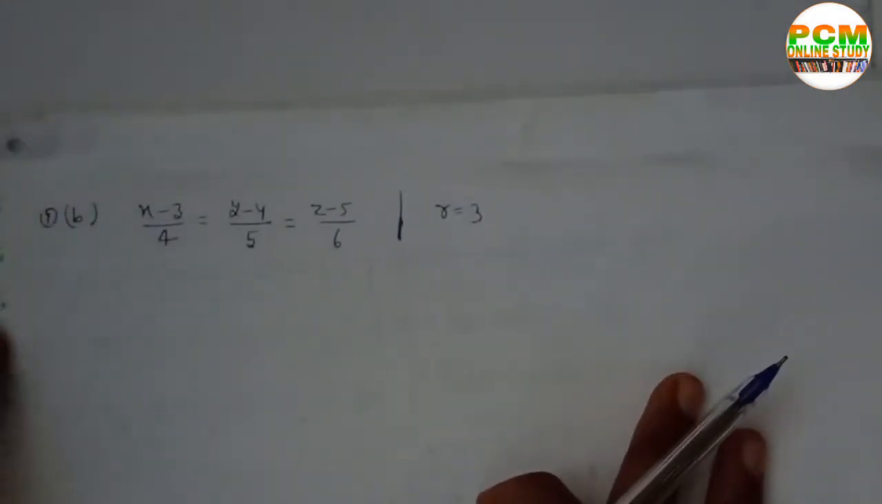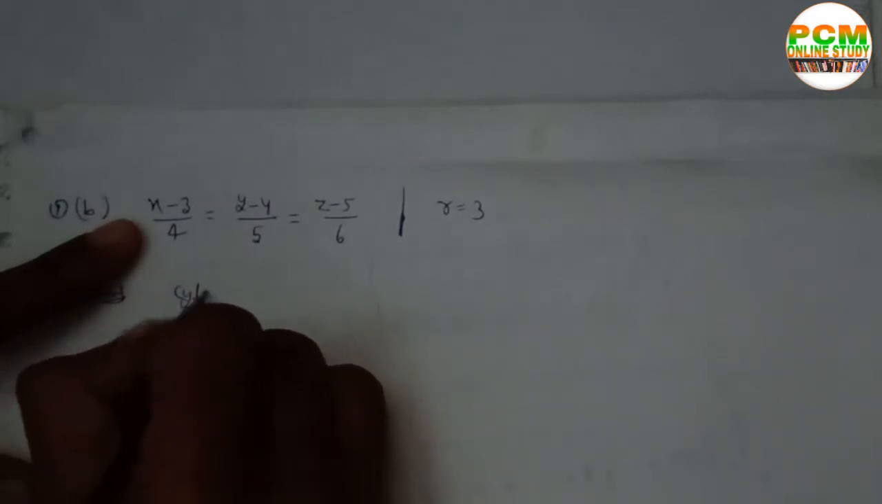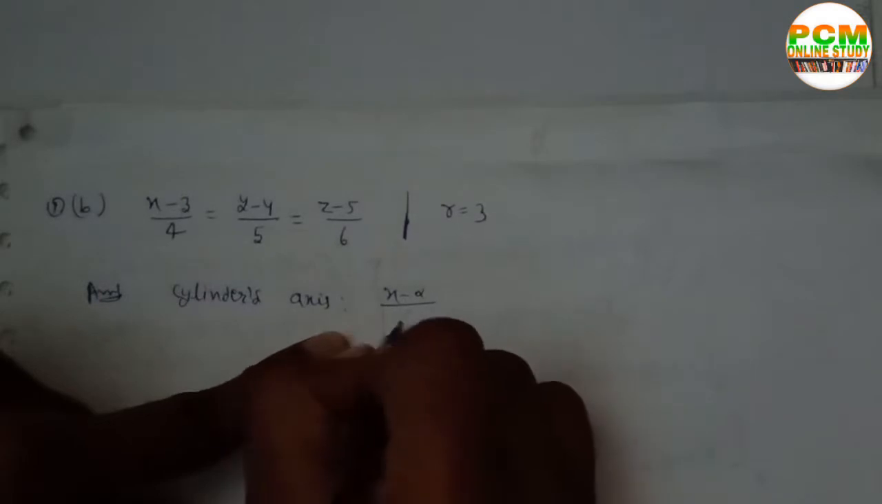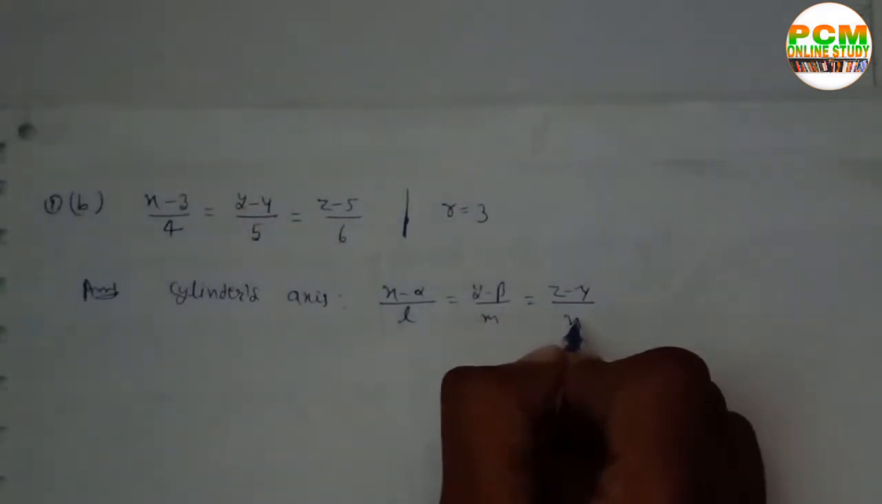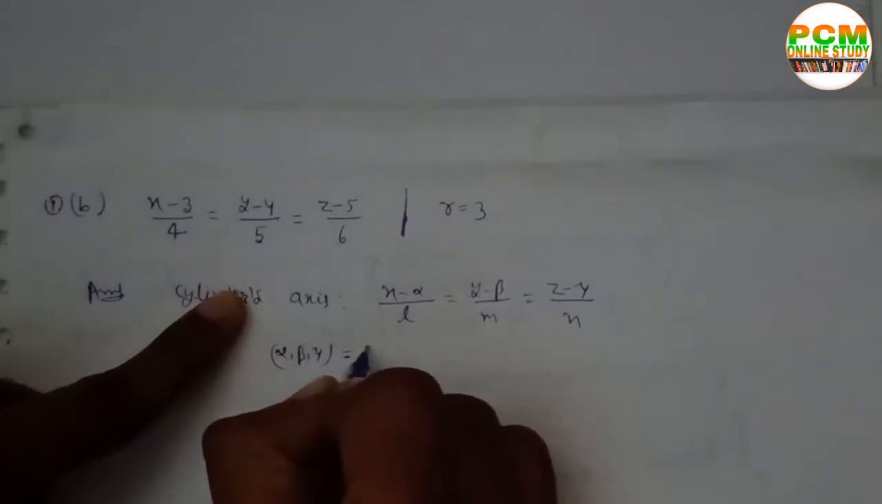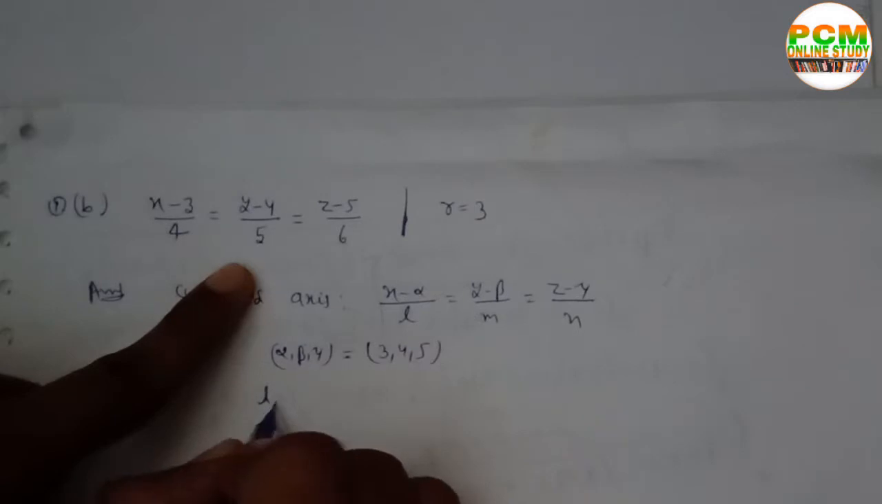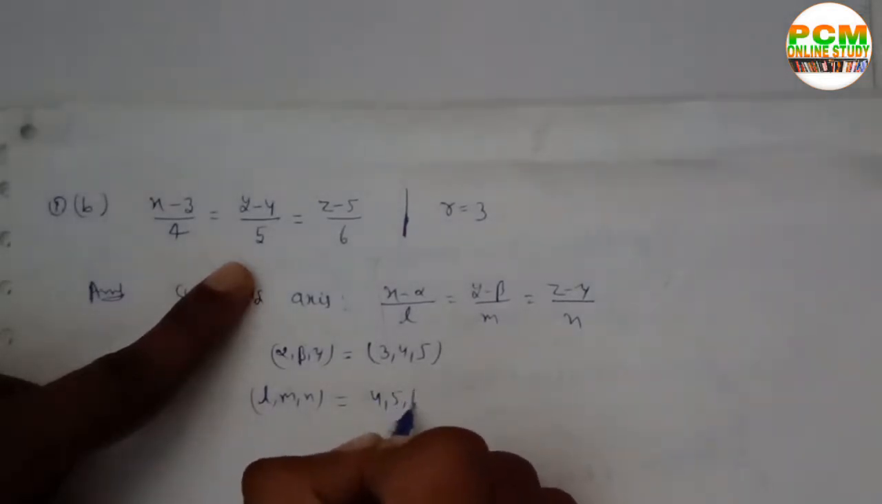So question 1B gives us this equation: (x minus 3)/4, (y minus 4)/5, (z minus 5)/6, and the radius r is equal to 3. Now, for the axis of the cylinder, we know the formula is (x minus alpha)/l, (y minus beta)/m, (z minus gamma)/n. Just compare both equations. So the values of alpha, beta, gamma will be 3, 4, 5, and the direction ratios l, m, n will be 4, 5, and 6.